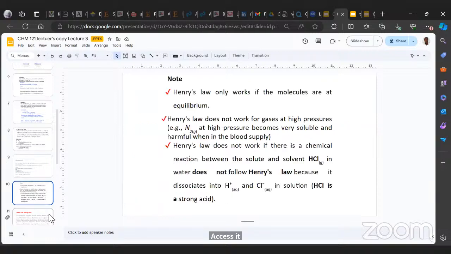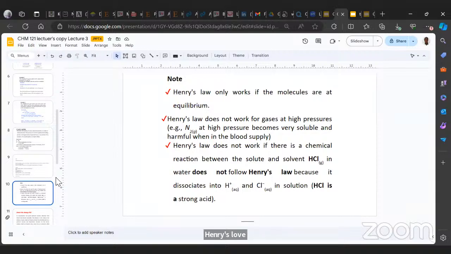Now, I need you to note that Henry's law only works if the molecules are at equilibrium. Henry's law does not work for gases at very high pressure. At very high pressure, the gases become liquids themselves. So Henry's law only works when the pressure is not so high. But when the pressure is so high, Henry's law may not work.